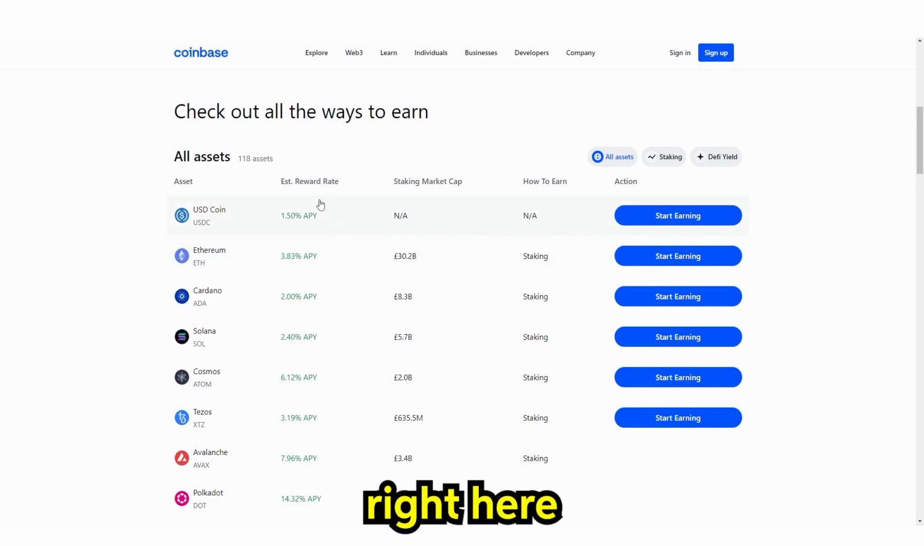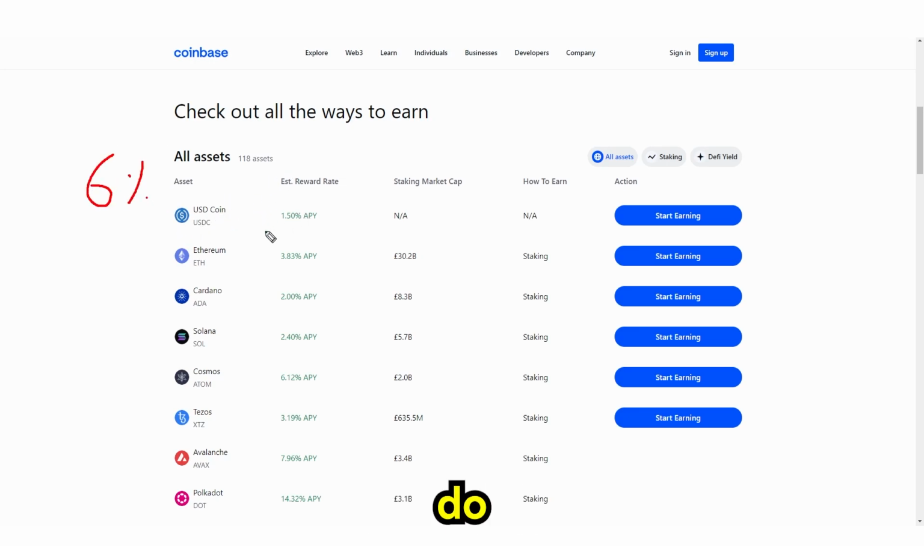So you can see right here that there are some low risk ones. For example, right here, we've got USD coin, which is of course a stable coin. It shows that the estimated reward rate is 1.5%. So essentially, this is really cool because what this means is that you're going to earn 1% of whatever you put in USD coin every single year. And this is something that you need to do because with inflation, every single year, currency loses its value by about 6%, which means if you don't do something, at least you're going to be losing a net gain of 6%. So that is something that you need to take into account and something that you need to understand.